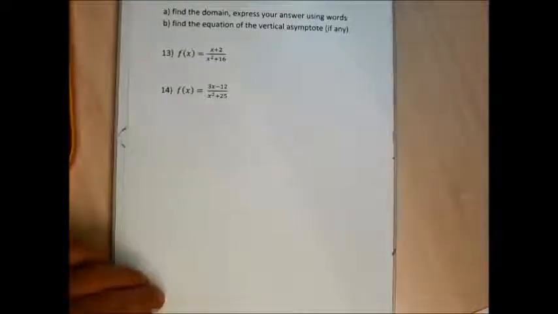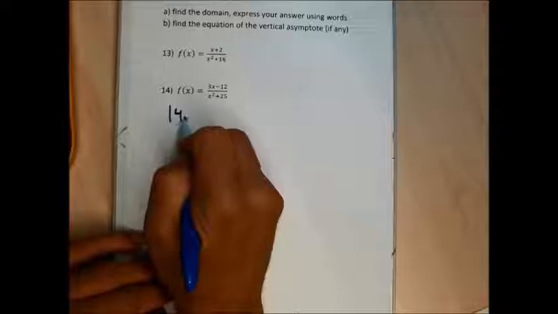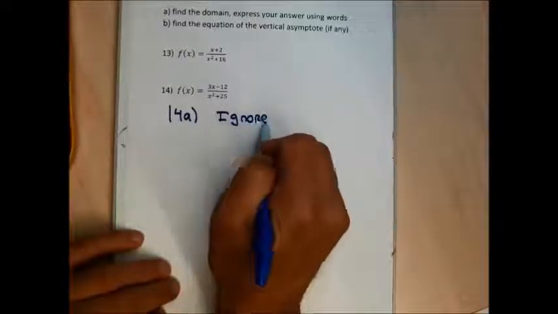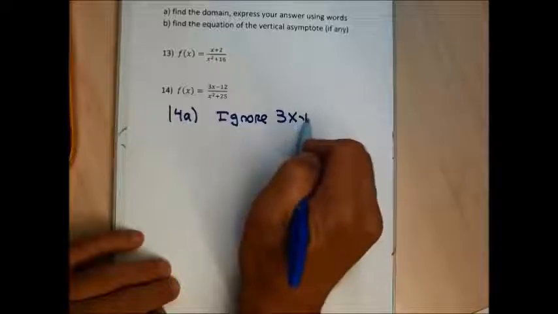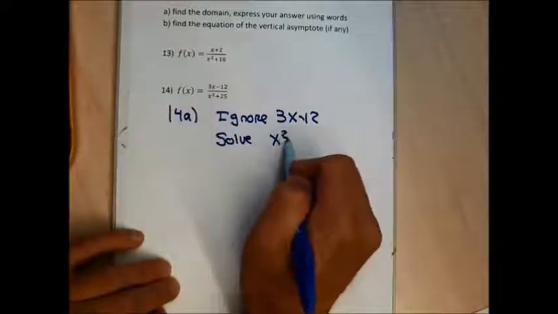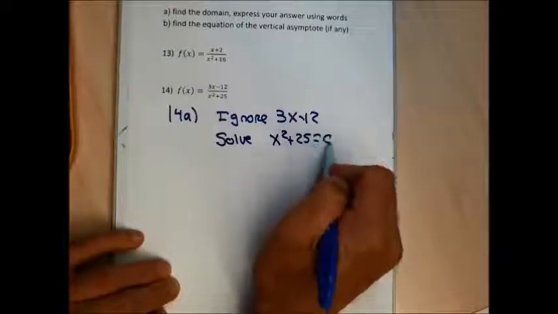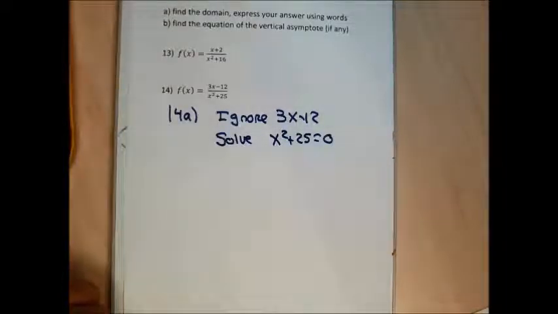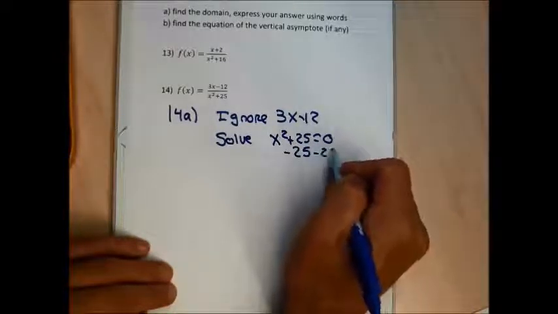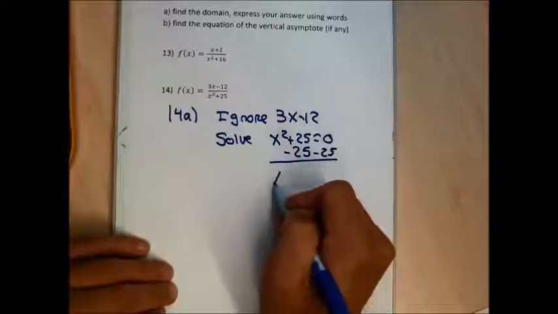Coming up on a video break, and I get some tricky problems. For 14a, to find its domain, I'm going to ignore the 3x minus 12. I'm going to solve x squared plus 25 equal to 0. This is prime. This is a sum of squares, so it doesn't factor. So to solve this, I'm going to subtract 25 from both sides.